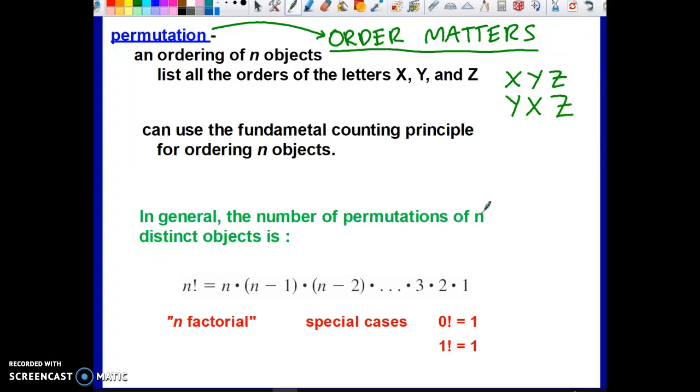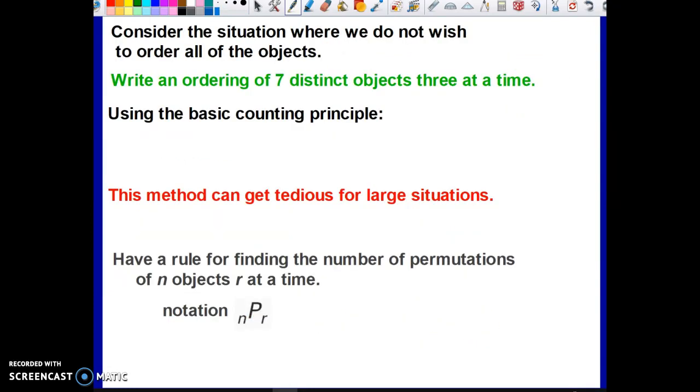You can use the fundamental counting principle for ordering n objects. Now, in general, the number of permutations of n objects is n factorial, and that's it. The special cases, of course, are, like I told you, 0 factorial and 1 factorial. Consider a situation in which we don't want to order all the objects. Okay, let's write an ordering of 7 distinct objects 3 at a time.